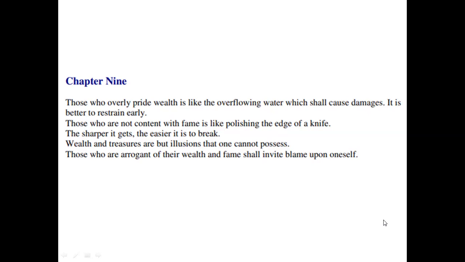It causes damage to you only. Yeah. So that's why it is good to have some certain humbleness. Just control yourself, the feeling of overly prideness. But we have to be proud. As Sri Lankans, we should be proud.